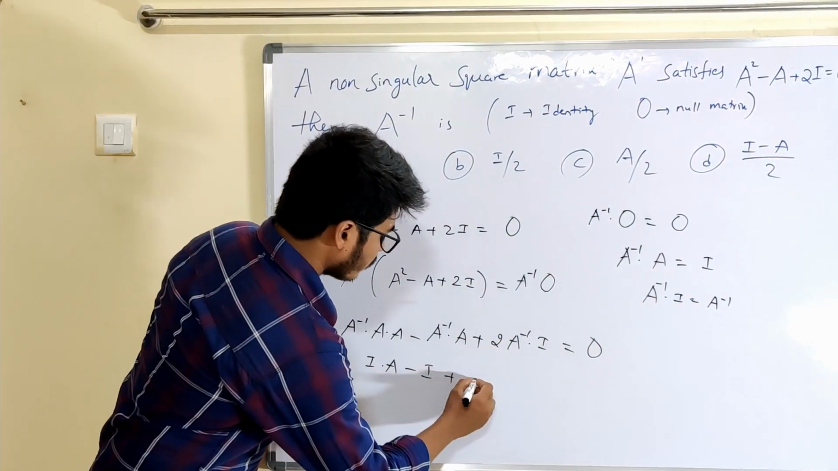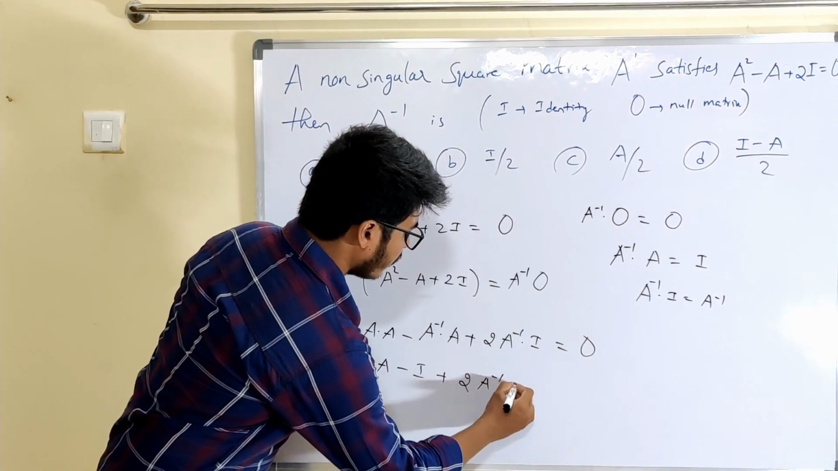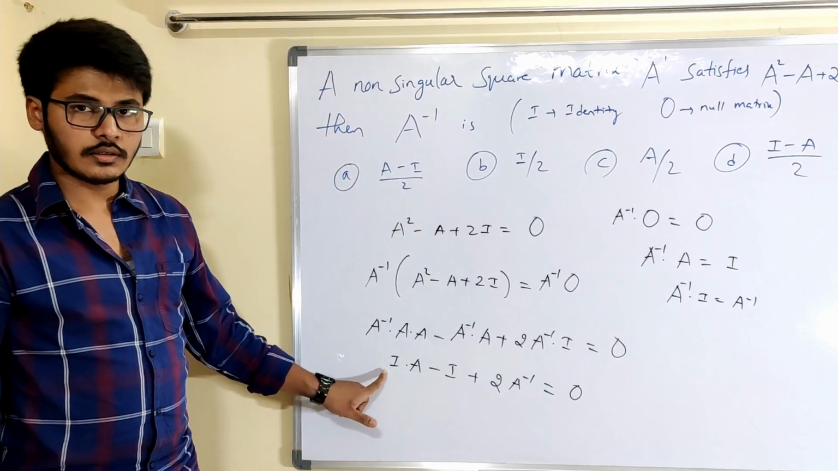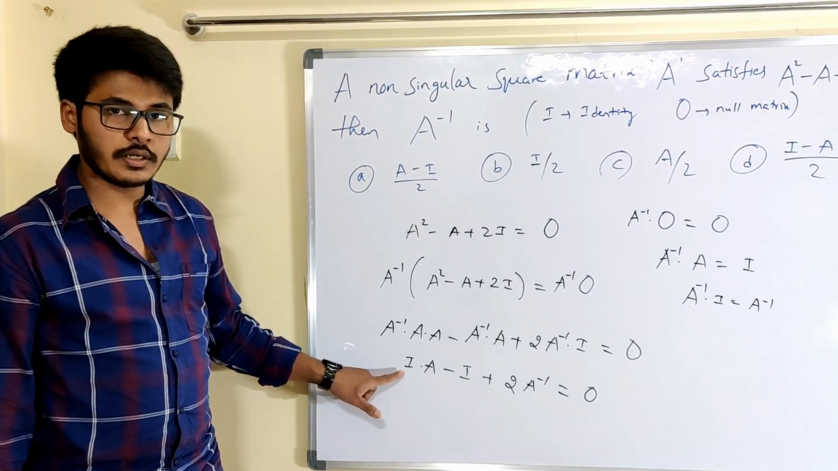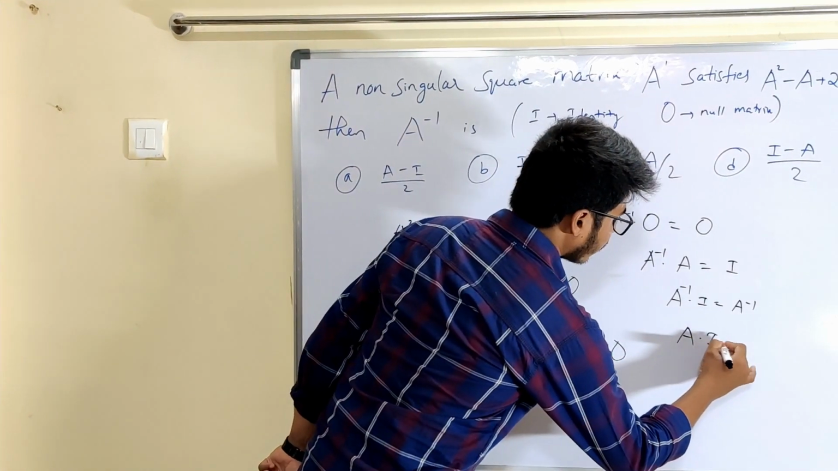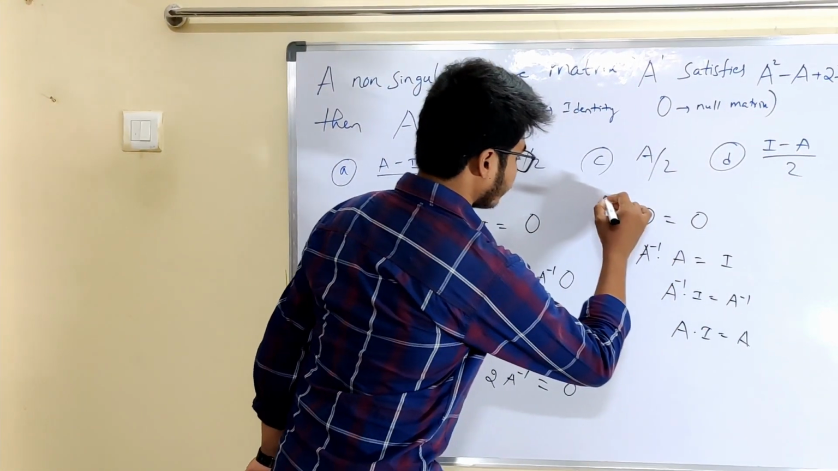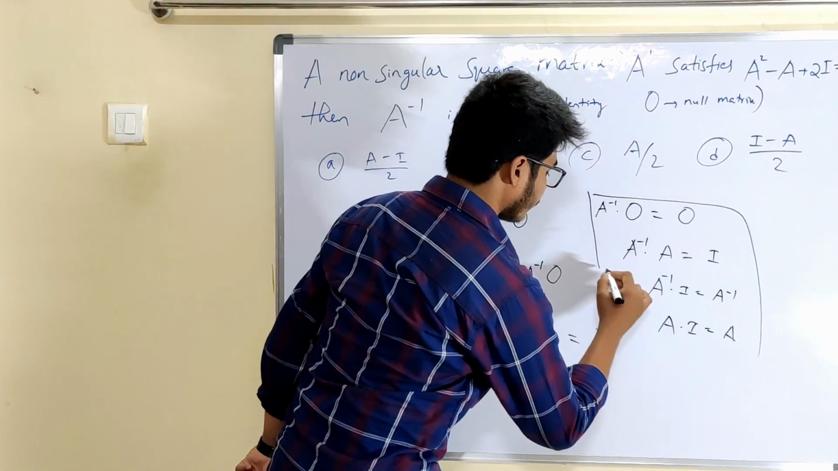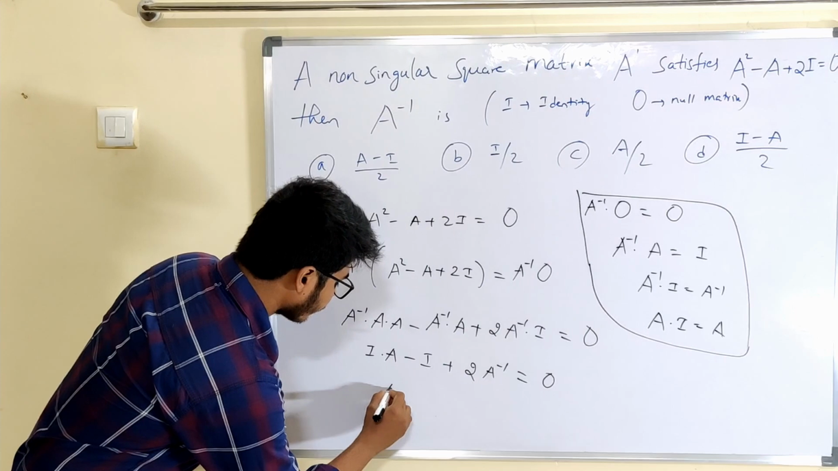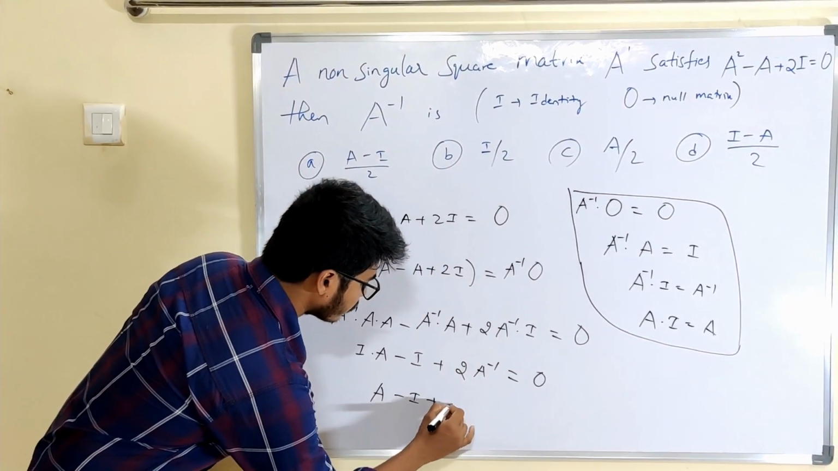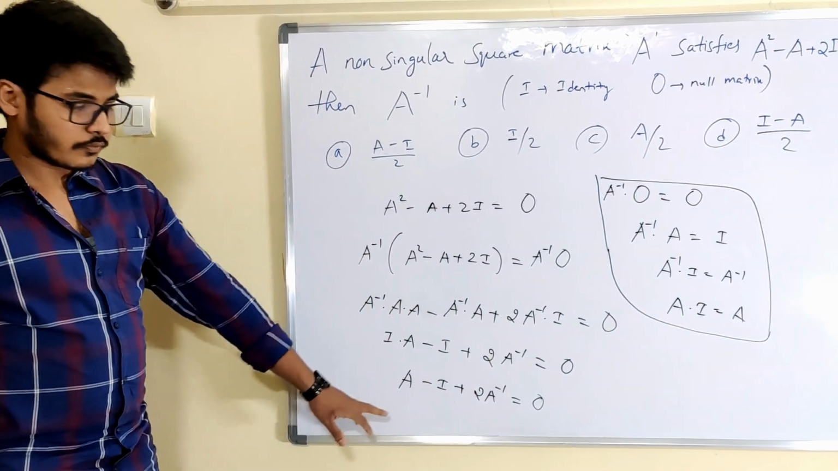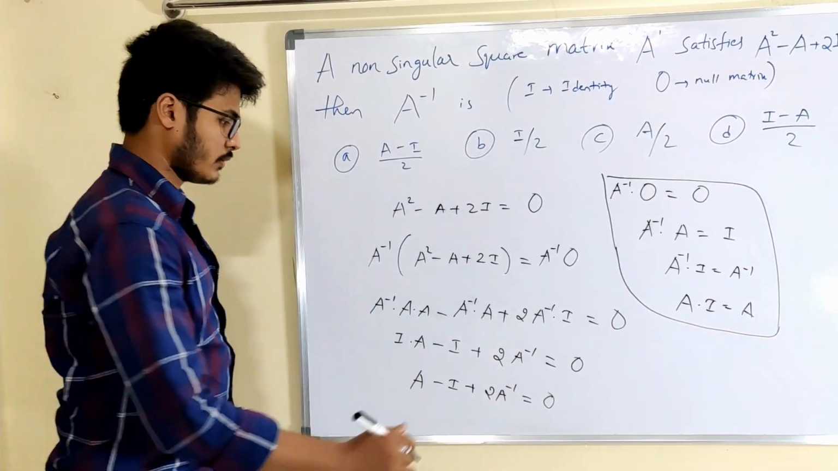So 2 into A inverse is equal to O. And similarly here, multiplication of any matrix with identity matrix is the matrix itself. So A into I is equal to A. So A minus I plus 2 A inverse is equal to O. So from here we can obtain A inverse.